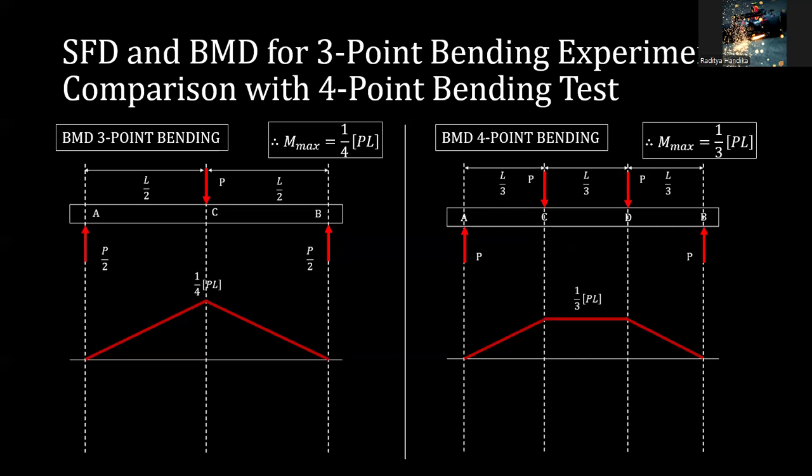In a three-point bending test, the pure bending happens only at the point of load application, making it sensitive to small misalignments that can introduce larger errors. By contrast, the four-point bending test is preferable because the larger pure bending region minimizes alignment errors, leading to more accurate tensile property measurement.